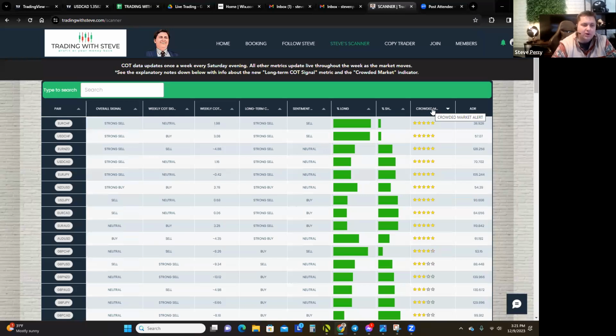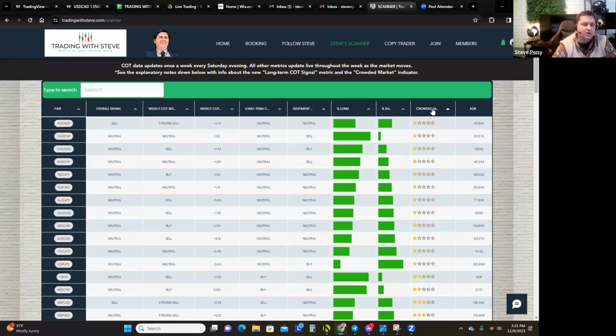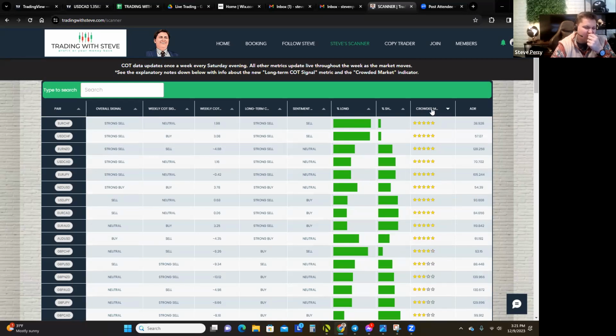It's more for your gee whiz, just to see if you want to come in here and see what the banks are buying and selling right now. You can filter this and you'll see here's the top 8 or top 10 currency pairs that the banks are really leveraged into right now.